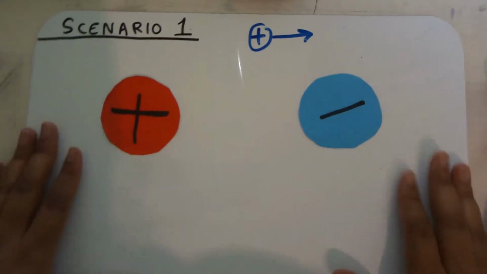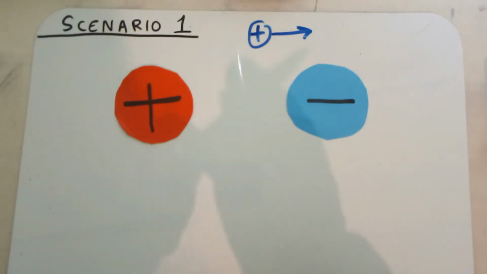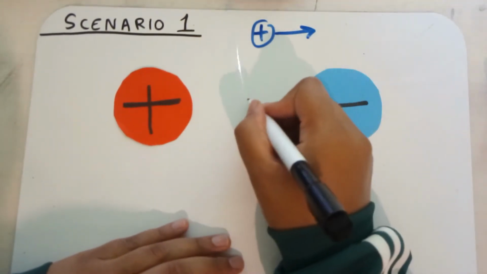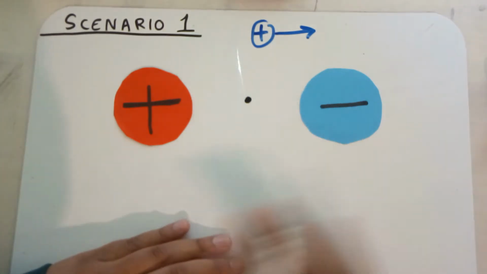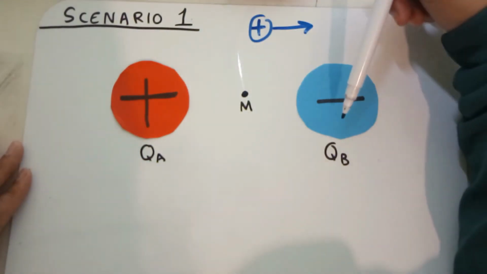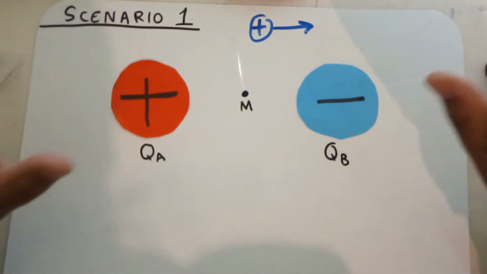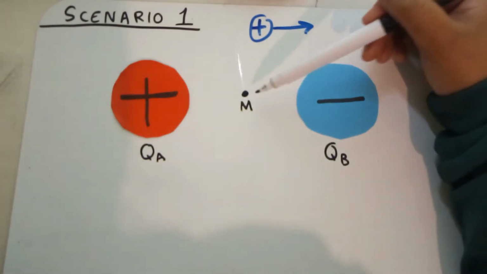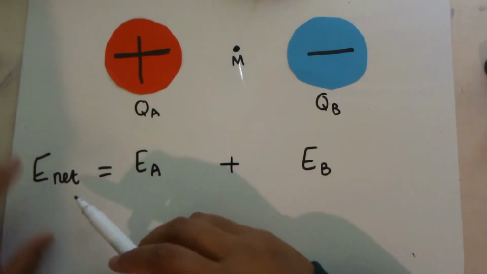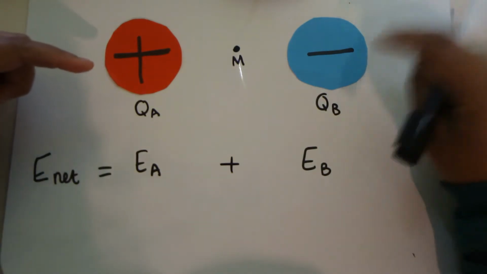And then let's look at how we will calculate if we have this situation. So if we have a positive charge and a negative charge, and you want to calculate the net electric field at this point, let's give some labels. So I've labeled this QA and QB, but they can be Q1 and Q2, Q apple and Q orange, as long as you know that there is a distinction. So if we want to calculate the net electric field, we have to set up that equation. So the net electric field will be the sum of the fields generated by these two charges.